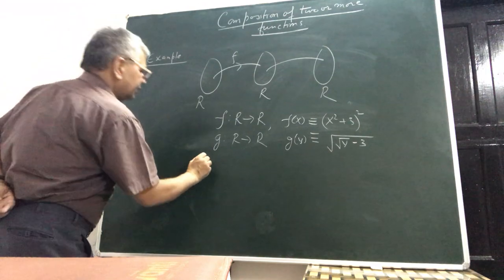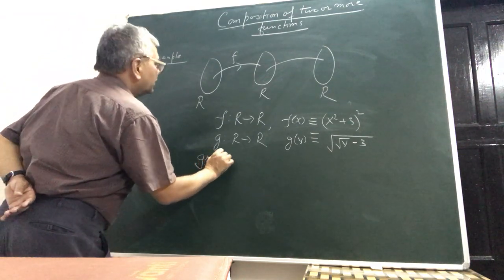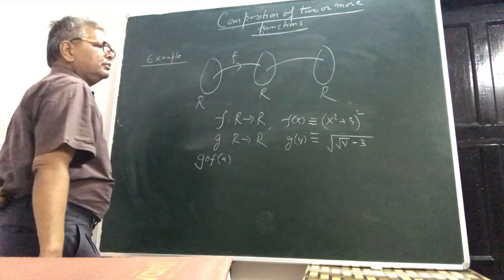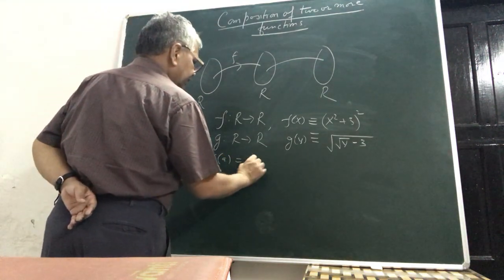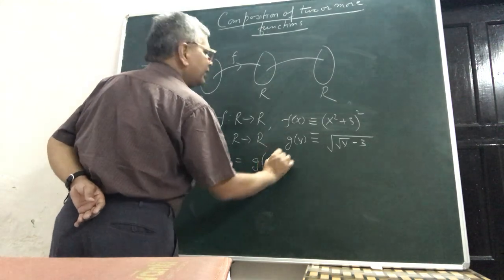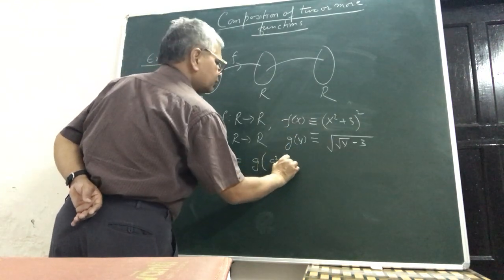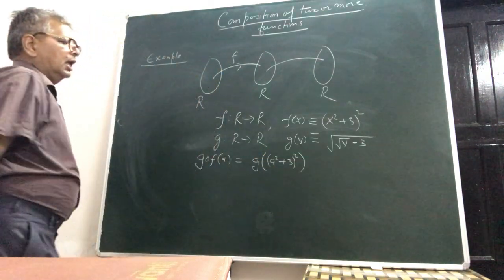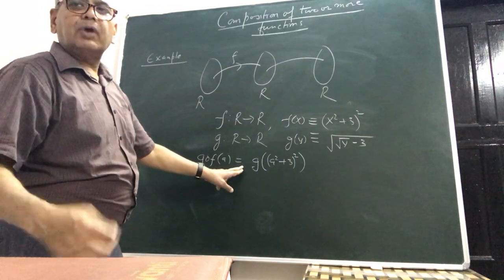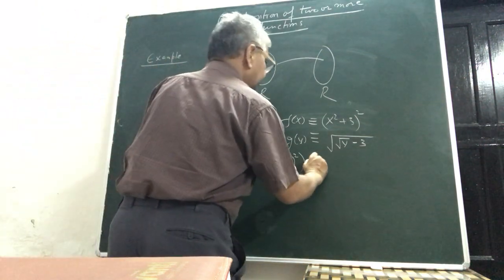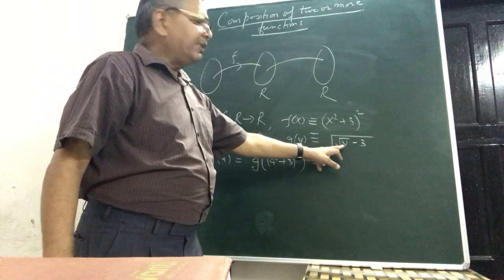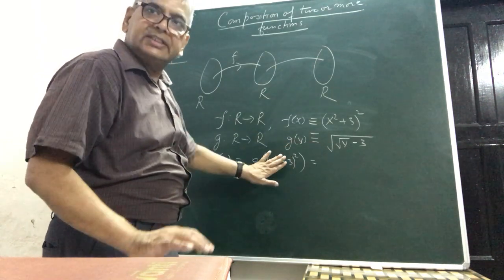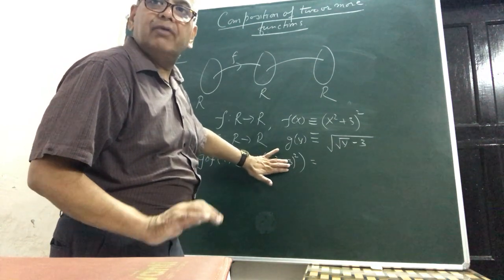What is GOF then? Let me write now. GOF(a) will be G(F(a)), and F(a) will be (a square plus 3) whole square. And under this G, let us see what the image comes out to be. In the G function, wherever y is coming, that has to be replaced by this whole lot, because this is now the element of our domain.